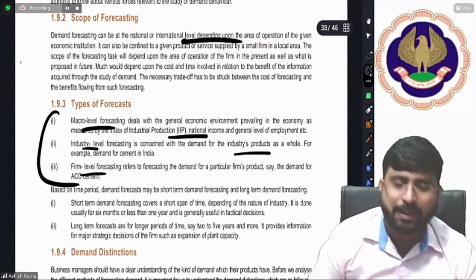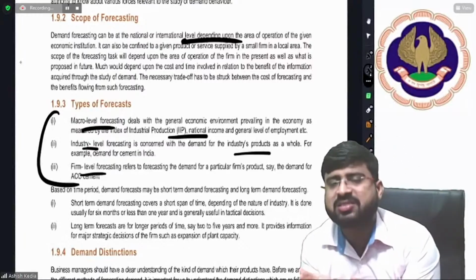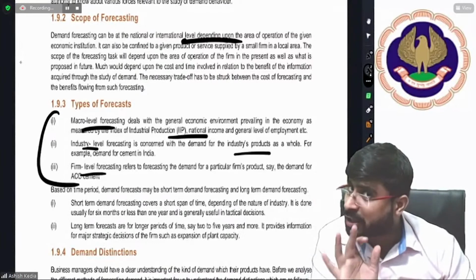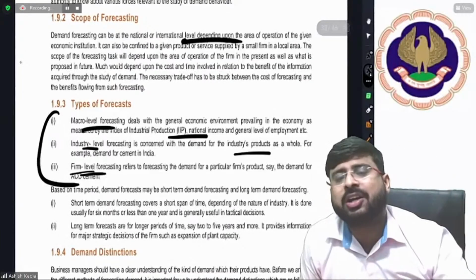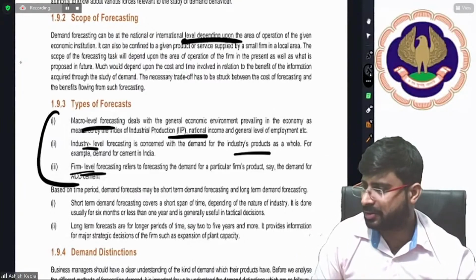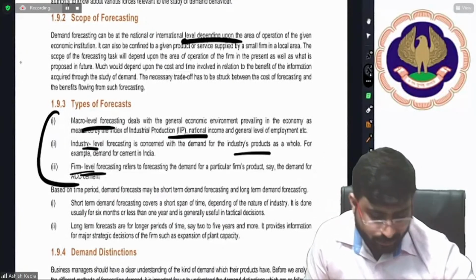Also, there are three levels. Macro means the entire country, nation. Industry means a particular business entity nature. For example, cement industry. Not a company, but an industry. And when we talk about firm level, we are talking about the possible demand for a company's products.